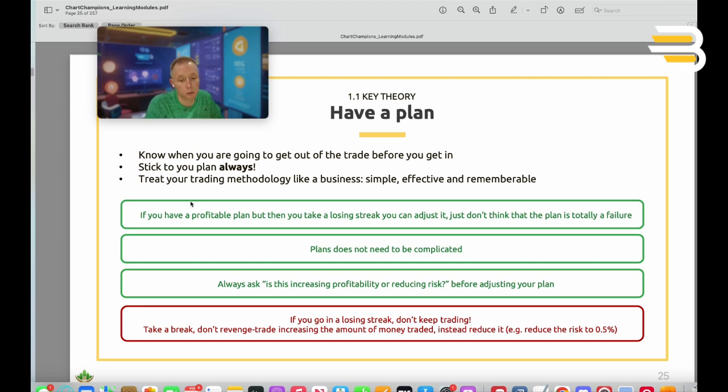If you go on a losing streak, don't keep trading. Take a break. Don't revenge trade. Instead of increasing the amount of money traded, reduce it. Reduce the risk to 0.5% if you were at 1%. I would say very, very important, and still something even I find I struggle with these days.